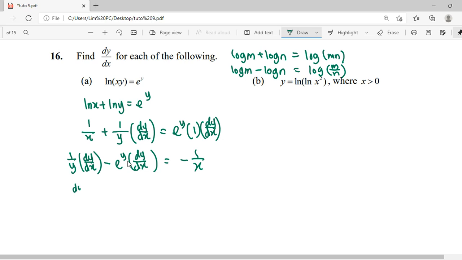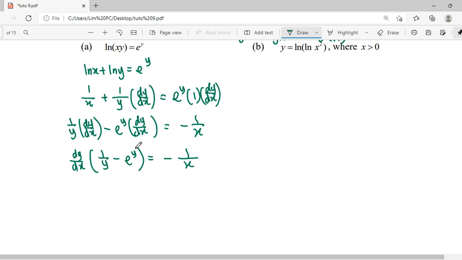Then we factorize out our dy/dx. We can see we have a rational expression here, so better we simplify first. Get the same denominator first, which is y. So when the denominator is multiplied by y, the numerator is also multiplied by y, becoming y e^y. Lastly, we move this fraction to the left hand side, times y divided by this part.